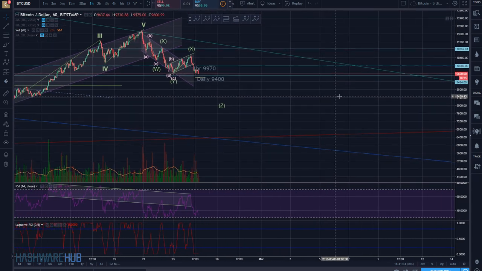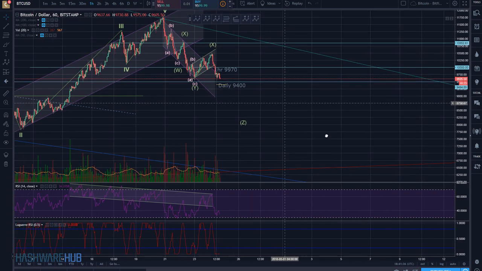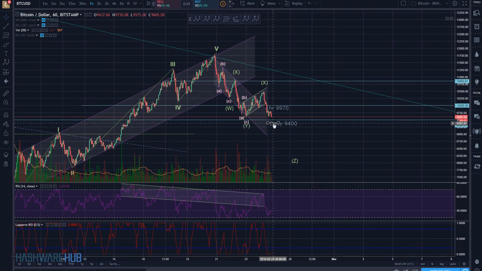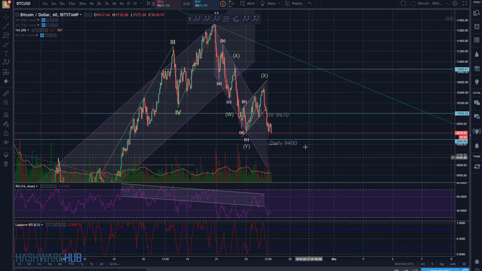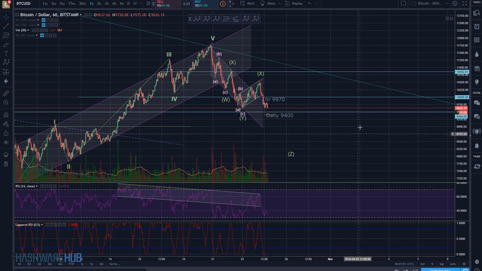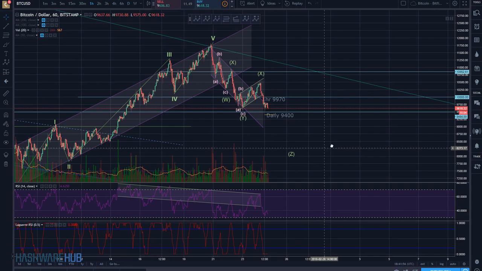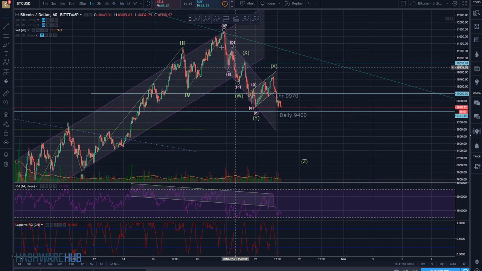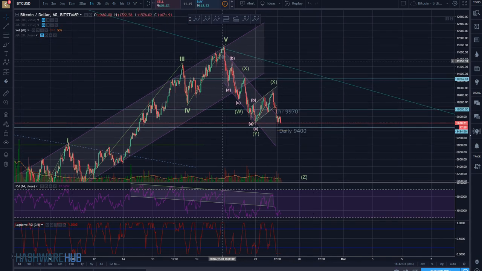So again, we do need to look at what's going on with this level right here, specifically on a daily basis. Again, this level was the 9,400 level. Some people I see are drawing this as an A, B, and a C. That's not necessarily correct. The reason why I don't think it's correct is because I don't think you can count this as 5 waves, and I definitely don't think you can count this as 3 waves. It just doesn't look 3-wave-ish to me.